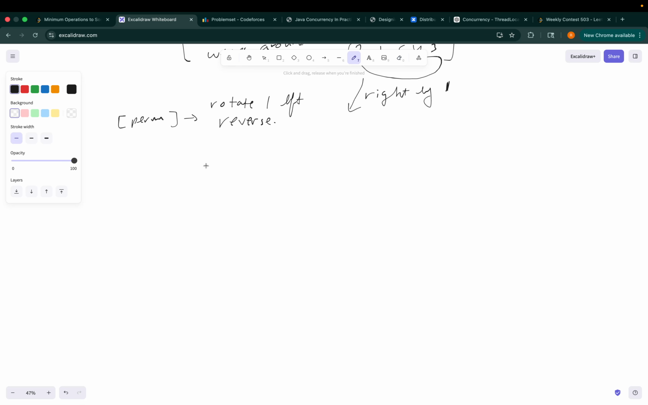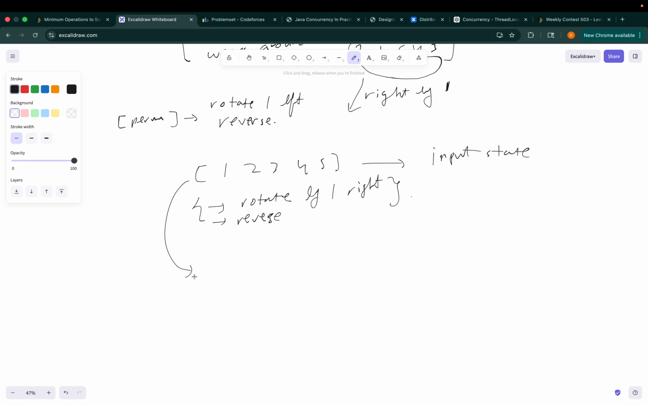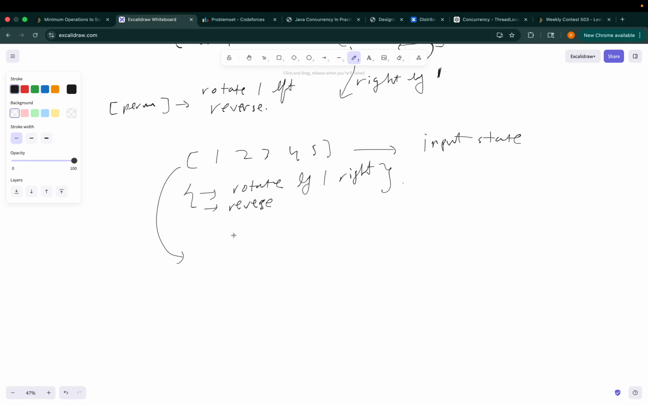So imagine that the array is already sorted and you want to reach the input state, right? So from the input state, we could do two operations, rotate by left or reverse. So in order to go from the sorted state to the input state, you can rotate by one to the right, or you could reverse, right? So we are just mirroring the operations, we are just thinking backwards basically. Okay, so now the idea is to see what kind of arrays you can reach.